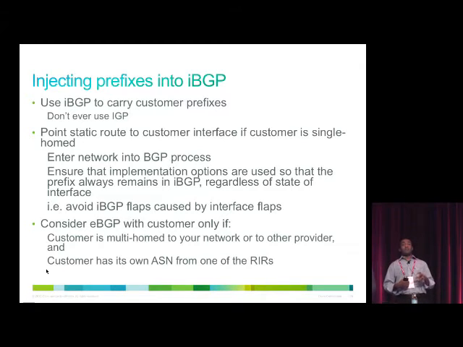If the prefix is assigned from your own address space to the customer, then the customer cannot advertise through another service provider because it's your prefix. So in that case, you don't need to use eBGP. You can just use a static route pointing to the customer.